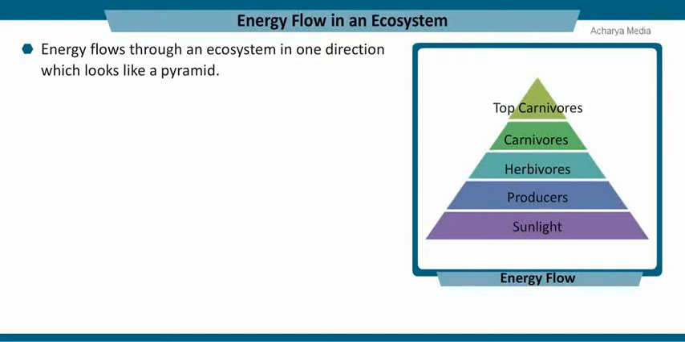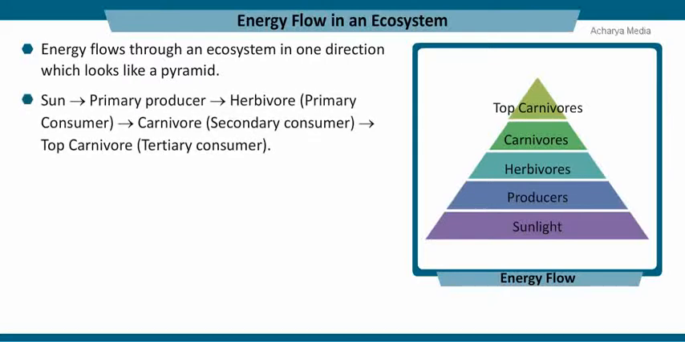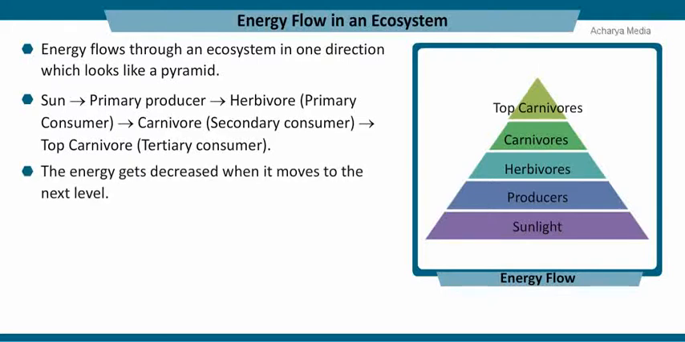Energy flows through an ecosystem in one direction which looks like a pyramid. At the base of an ecosystem, primary producers are actively converting solar energy into stored chemical energy. The next are primary consumers which obtain energy by eating the producers. The next layer is the secondary consumers which eat primary consumers. There is another layer of consumers which eat secondary consumers called tertiary consumers. The energy gets decreased when it moves to the next level.